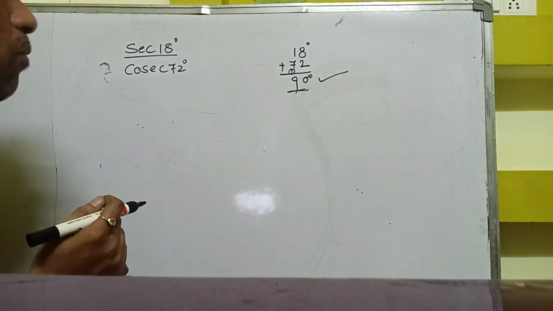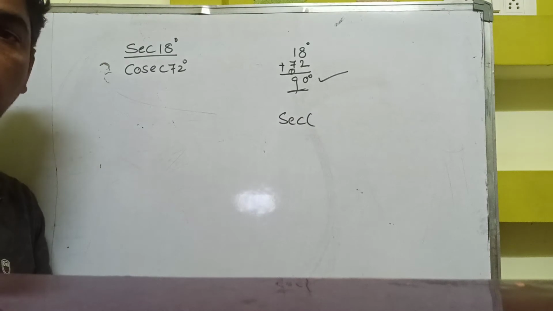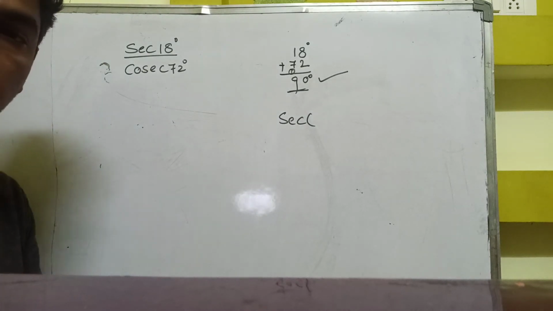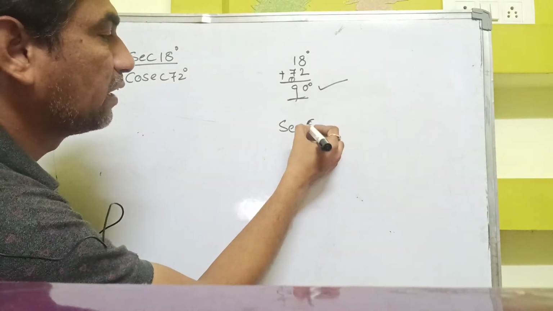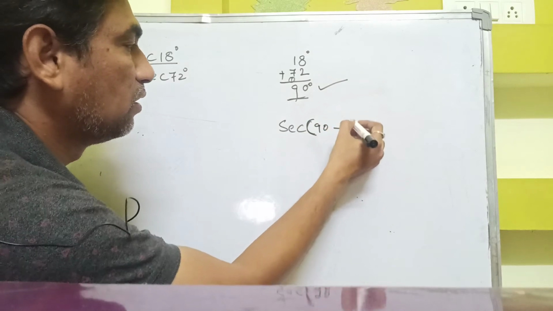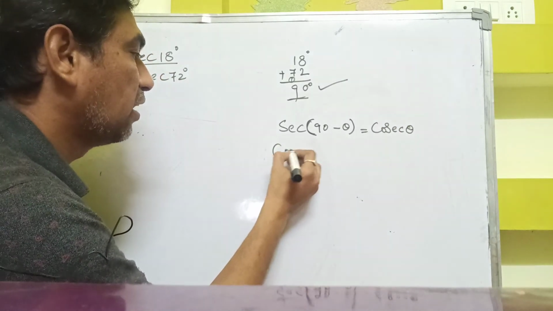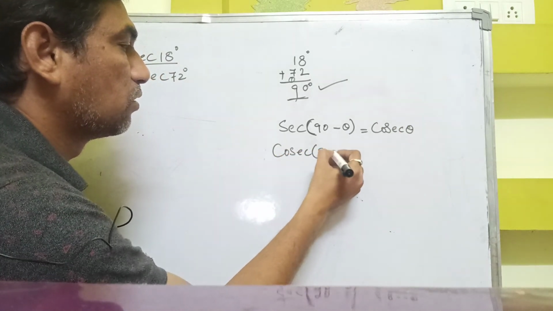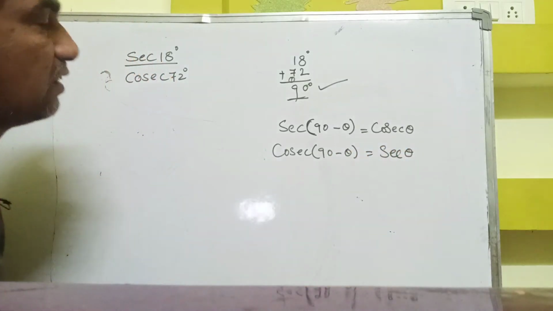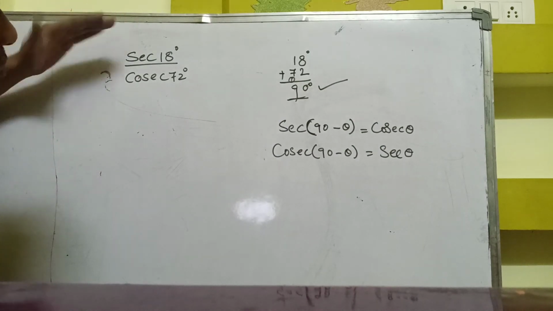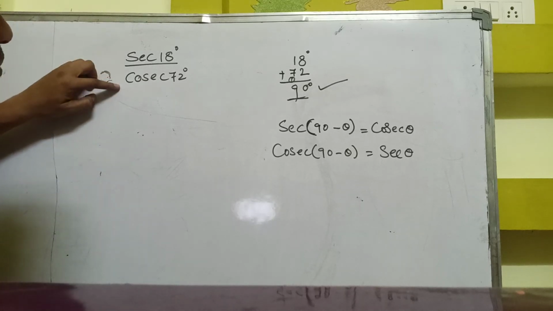Now we have to apply complementary angles for secant and cosecant. Complementary angles: sec 90 minus theta, what will we get? Here we apply the complementary angle for sec 90 minus theta. Its value becomes cosecant theta. Similarly, cosecant 90 minus theta is equal to secant theta. So we have to think whether to convert this secant value into cosecant or cosecant into secant. If secant is converted into cosecant, then both the values will get cancelled.